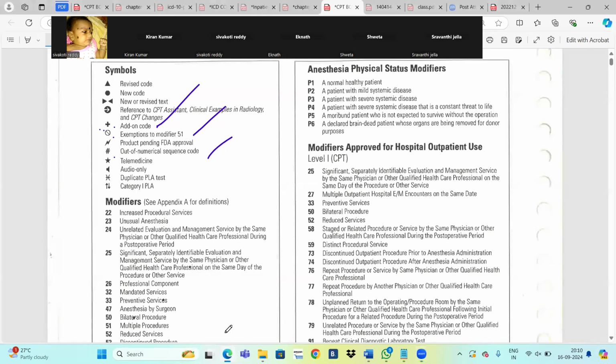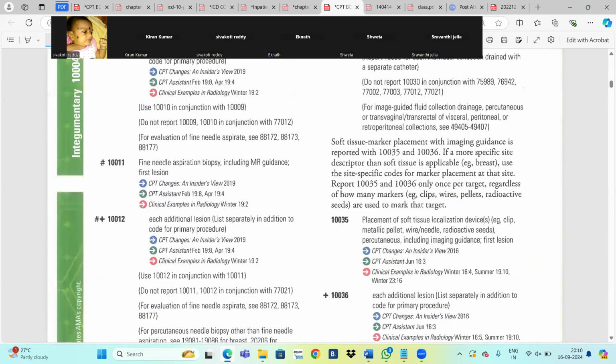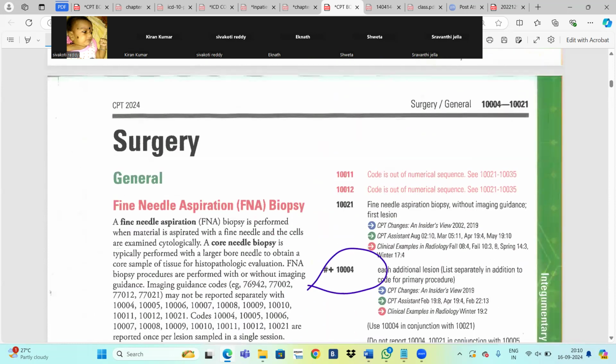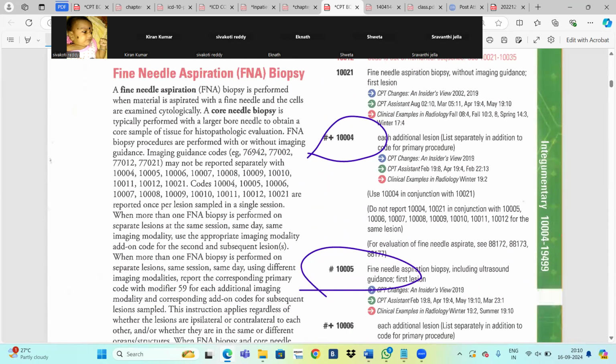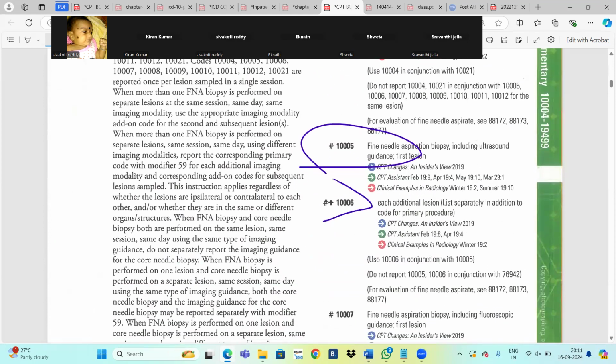So plus symbol means add-on code. Add-on means you need to always give it as secondary. Always give this add-on symbol code as secondary, an additional code. This plus symbol code is an additional code. You never code it as primary. First thing to remember: add-on codes you never code as primary and you never code alone.